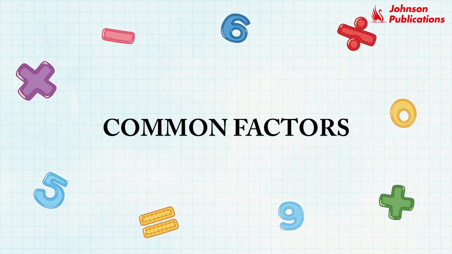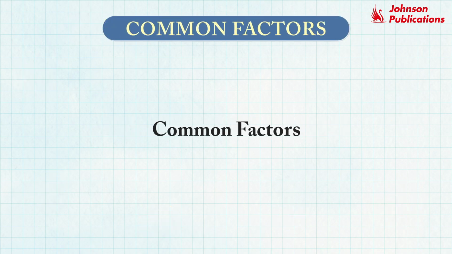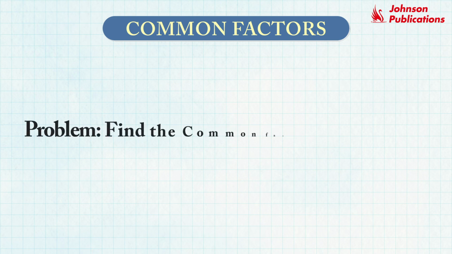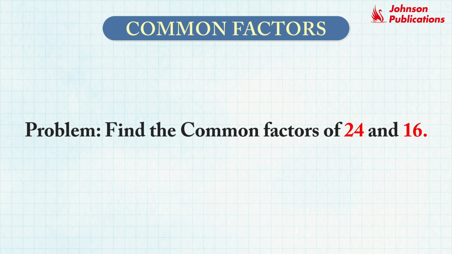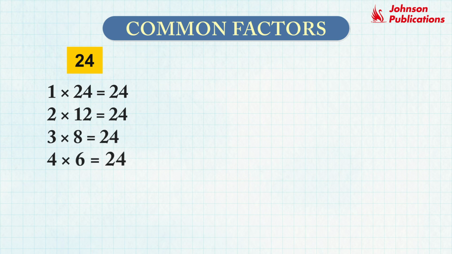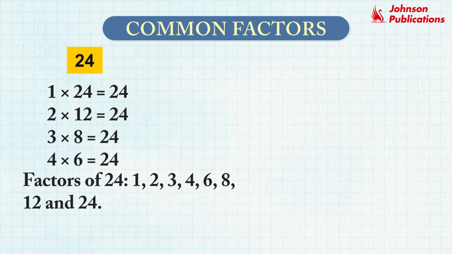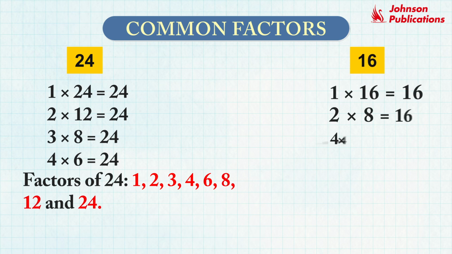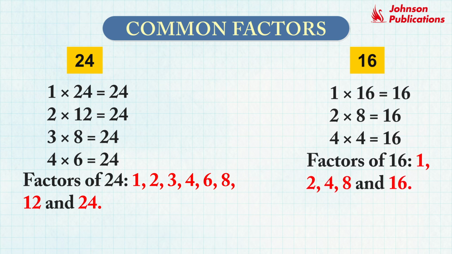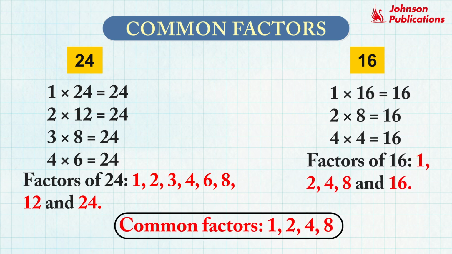Common factors. Factors that are common to 2 or more numbers are known as their common factors. Find the common factors of 24 and 16. List the multipliers and multiplicands of the product 24. Factors of 24 are 1, 2, 3, 4, 6, 8, 12 and 24. List the multipliers and multiplicands of the product 16. Thus, the common factors of 24 and 16 are 1, 2, 4 and 8.